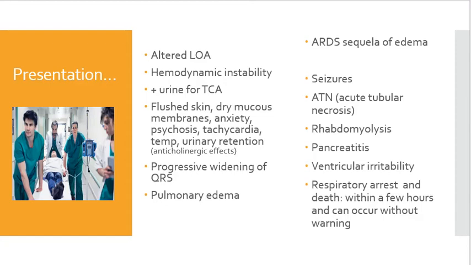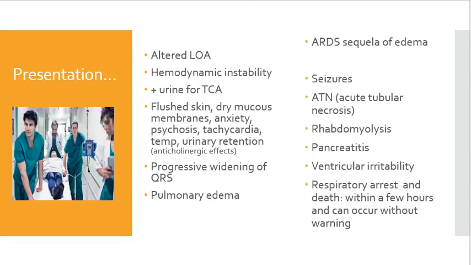A major cause of death from TCA poisoning is refractory hypotension due to decreased contractility and peripheral vasodilation. Respiratory arrest can occur quickly, and death from TCA toxicity happens within a few hours of admission. We do not want to attempt to induce vomiting in these patients because CNS depression can happen so quickly.